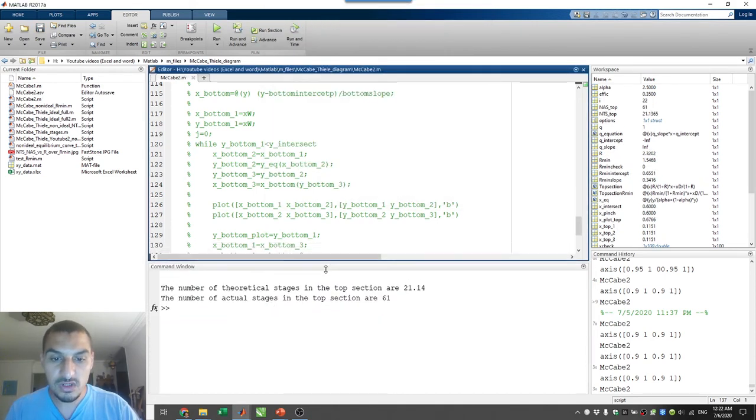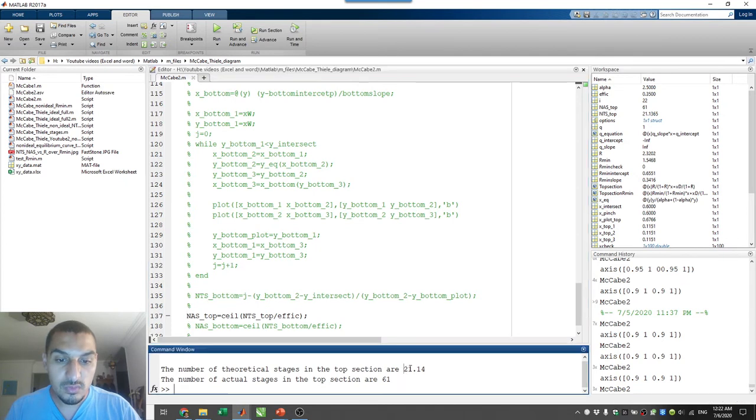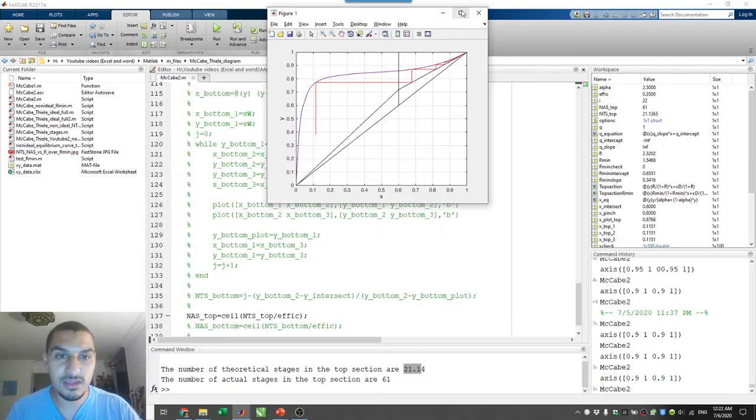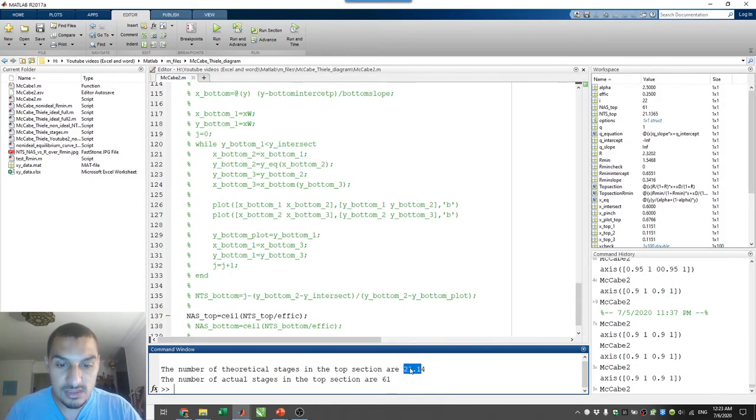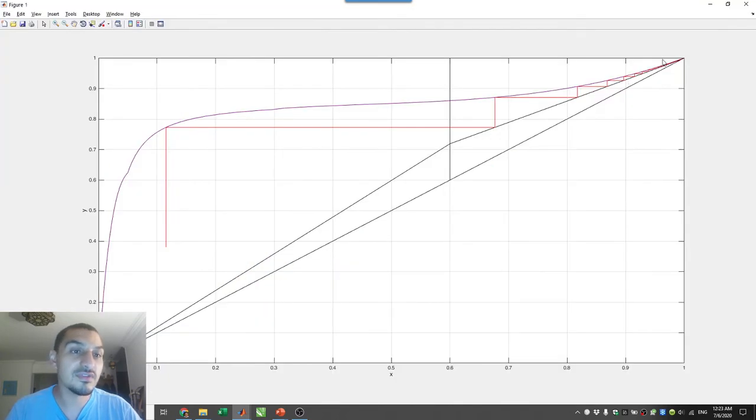You see that we are using 21.14 theoretical stages and 61 actual stages. So 21.14, let's look at the plot. You have here one, this is the fraction actually, this is the 0.14, and then 1, 2, 3, 4. So I have now almost 4 stages to reach 0.9, and this is the 4.17, and I have 17 stages just in this part.